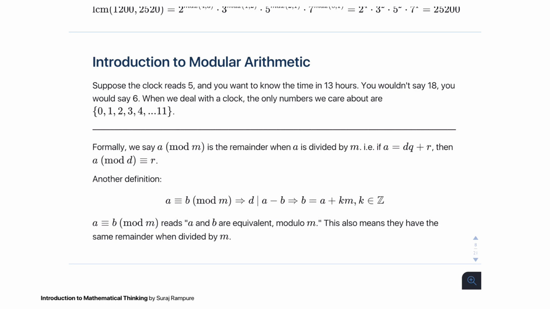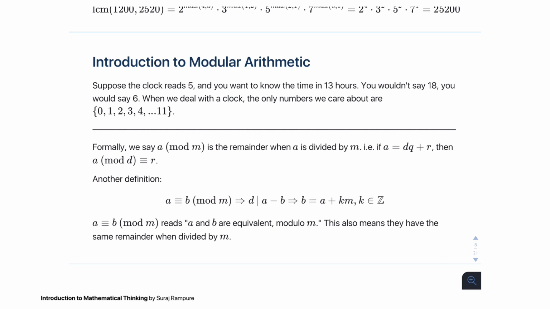Would you say 18? Probably not, right? What would you say? You'd say 6, right? And what did you implicitly do? You added 5 and 13 and took the remainder you get when you divide by 12. Is that clear? Just like if we started at 7 o'clock and wanted to know the time in 352 hours, you wouldn't say 359. You'd find out whatever the remainder of 359 is when you divide by 12 and say that. Is that clear?